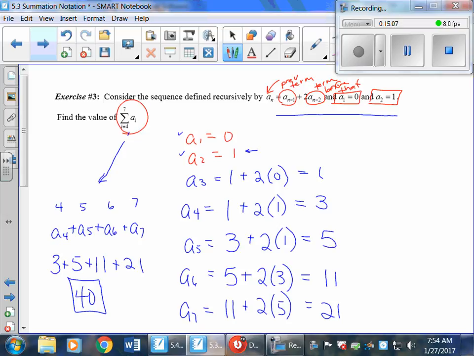Okay, so this is kind of a two-step problem. First, you have to figure out what they're asking us with our summation, which we did right here, and then we had to go back and actually generate the sequence that they were asking us to add up together. Okay, write down what you need to. Moving on to exercise 4.